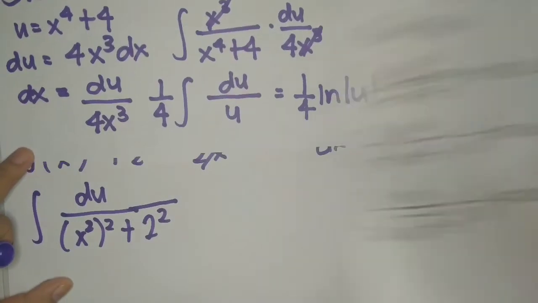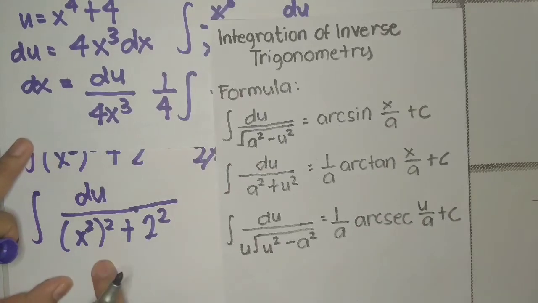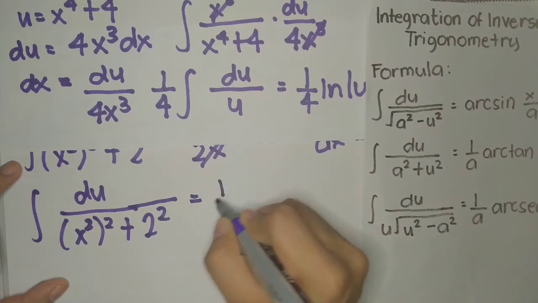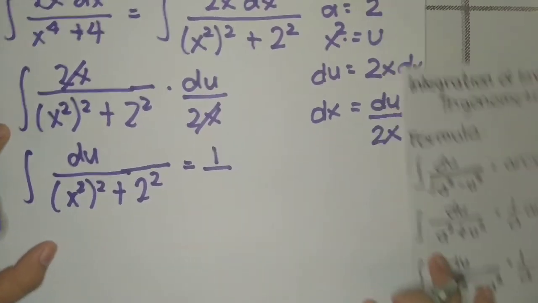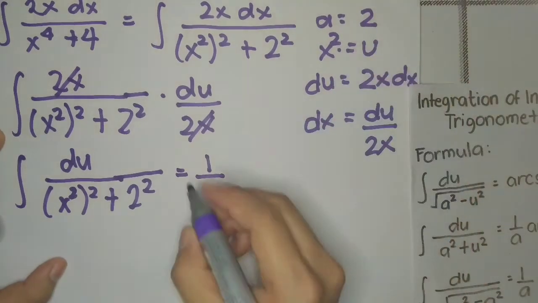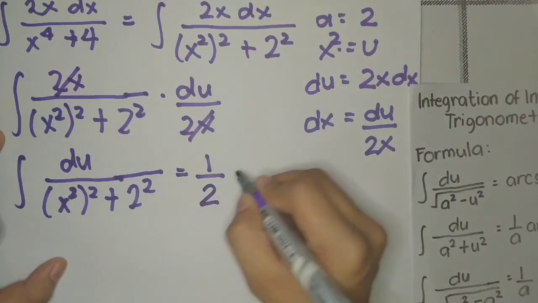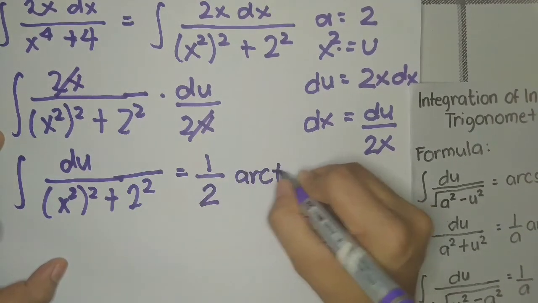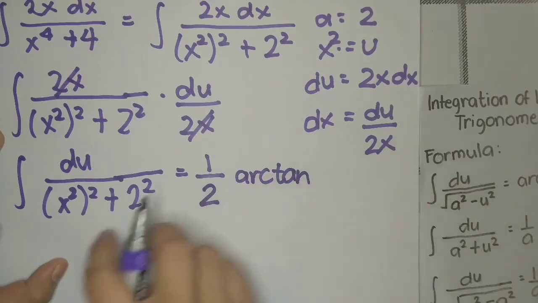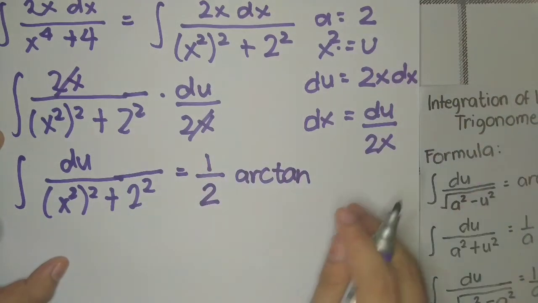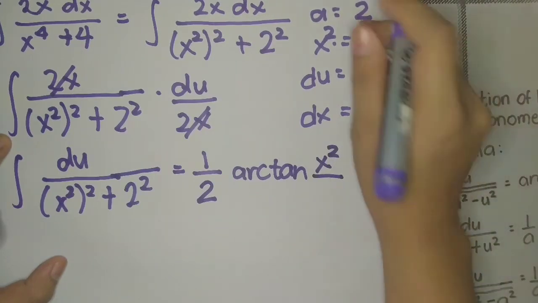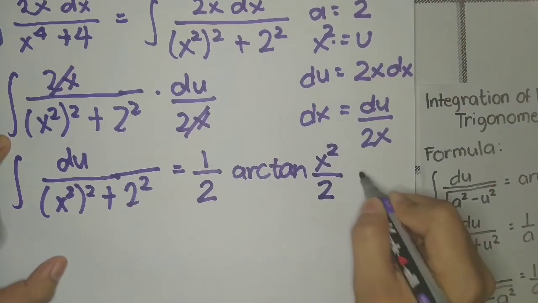So we already have that. We can see that it follows the pattern of our arctan answer. So we have 1 over a. The value of a is 2, right? So we have 1/2 arctan, and u, the value of u is x², all over 2, plus c.